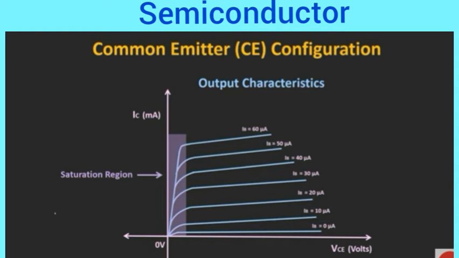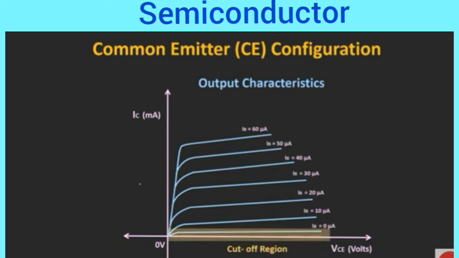Now as the value of VCE reduces and gets close to zero, at that time the collector to base junction becomes forward biased. So whenever the collector to base junction and the base to emitter junction are both forward biased, in this condition the BJT operates in the saturation region.